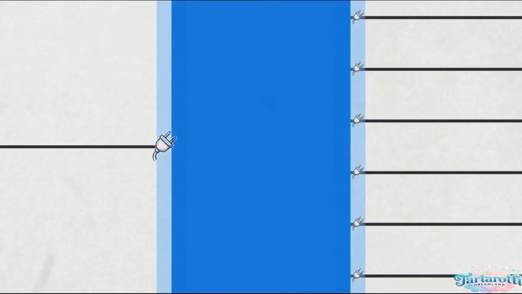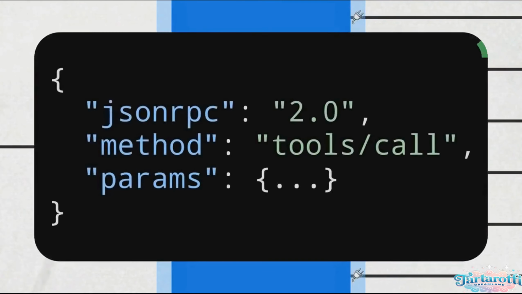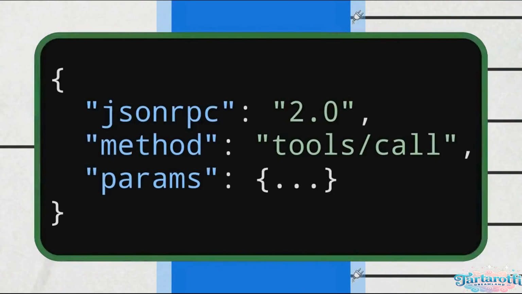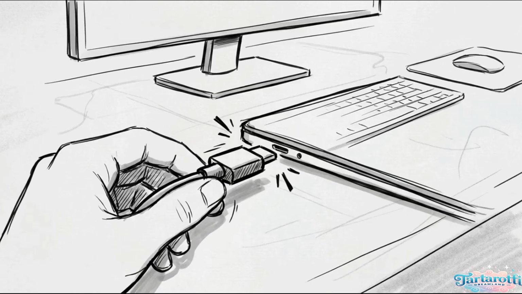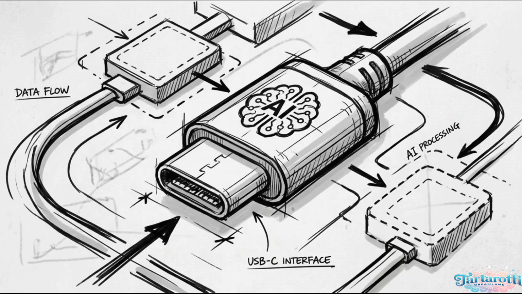MCP is a transport-agnostic standard. It operates entirely on JSON RPC 2.0 payloads, providing a universal vocabulary that any model can use to communicate with any external system. Instead of maintaining a fragmented mess of custom APIs, developers can plug any AI into any system. It works like a USB-C port for artificial intelligence.